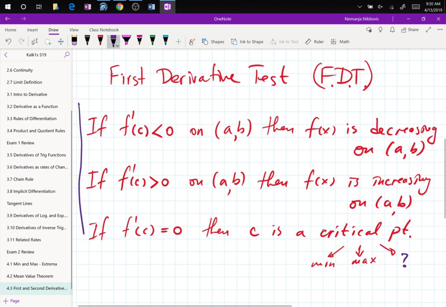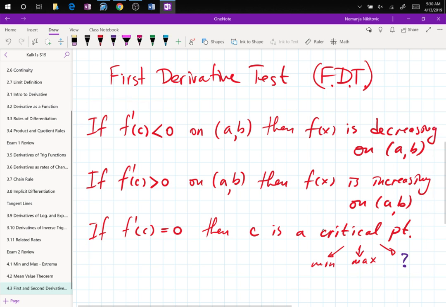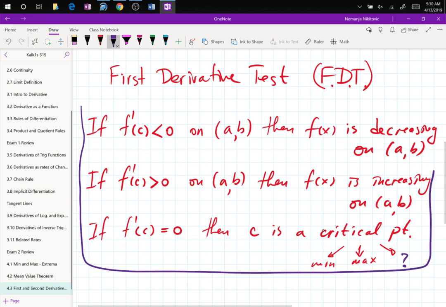So this box here is your first derivative test. And it's very simple. All you get to do is check values, plug some numbers into the first derivative.